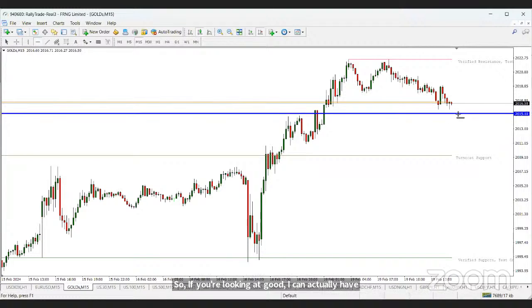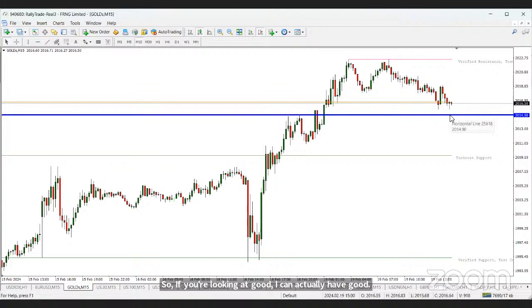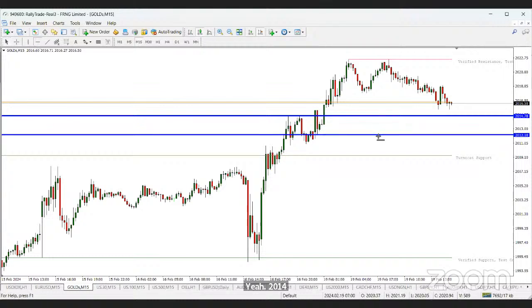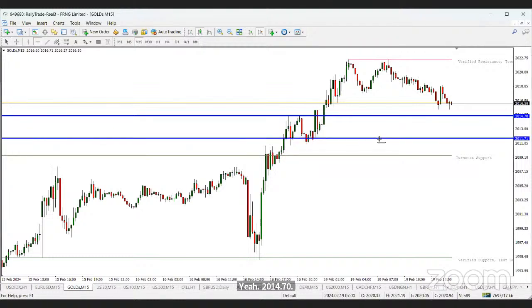I can have gold sell from 2014.70. I can have it to around 2011.70. So I could sell gold from 2014.70.